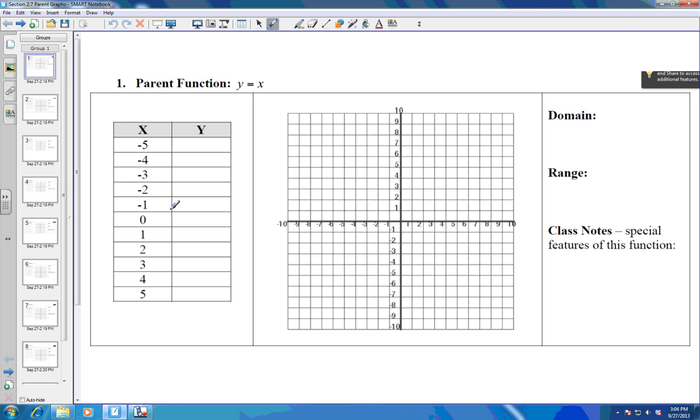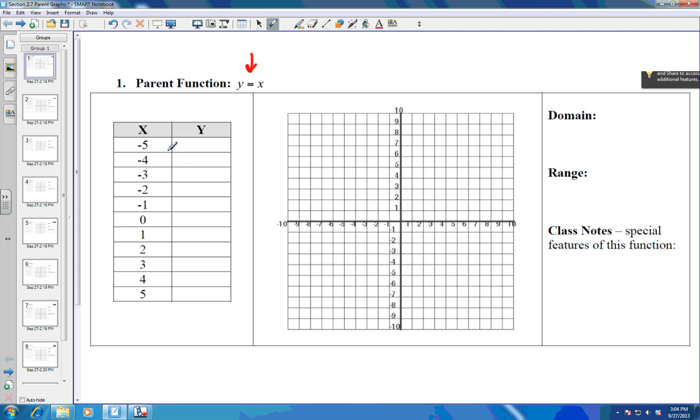Okay, this is section 2.7, and we're going to talk about all the different types of parent graphs that we can have. The first one that we're going to talk about is y equals x. This is a linear equation that you will see all the time, and you need to be able to recognize what the graph of that looks like. So we're going to do it two ways.